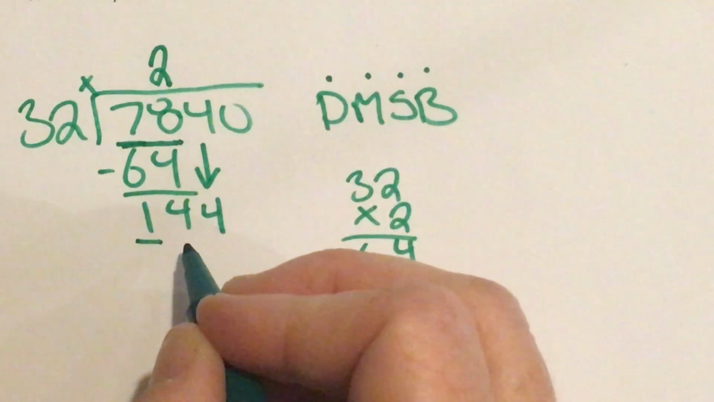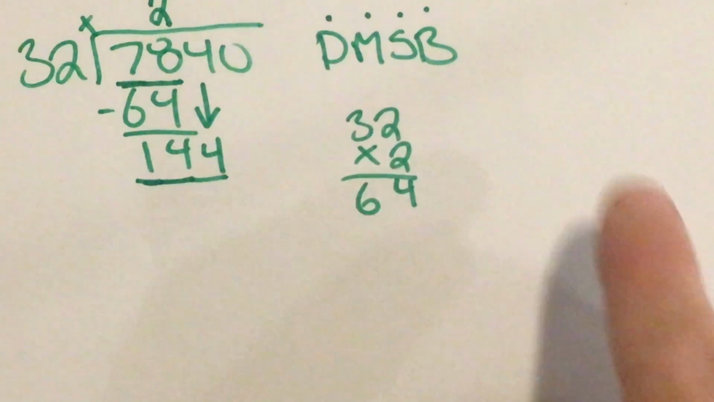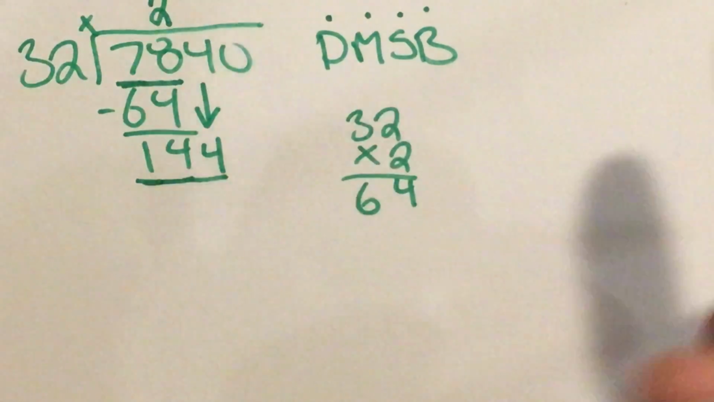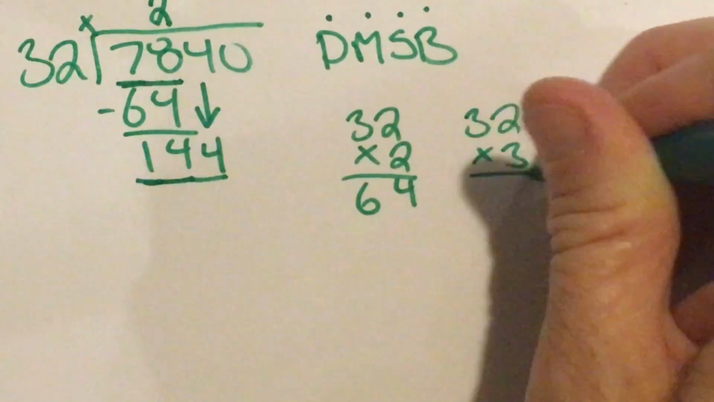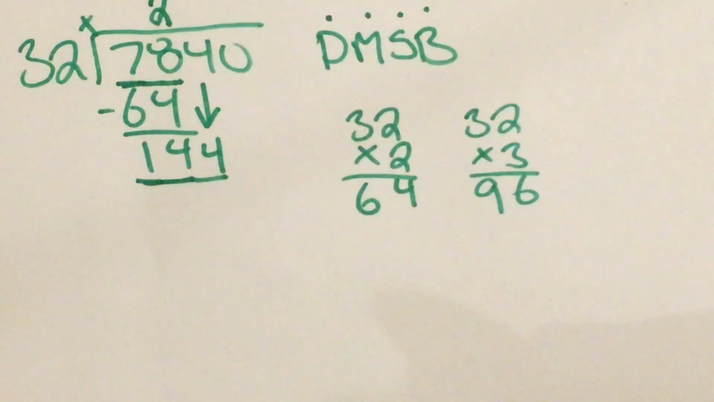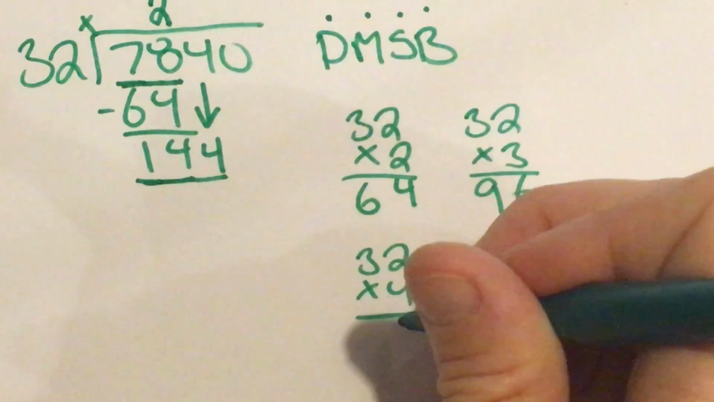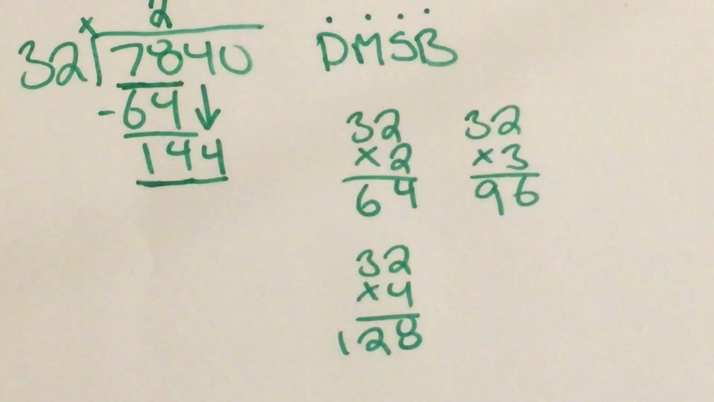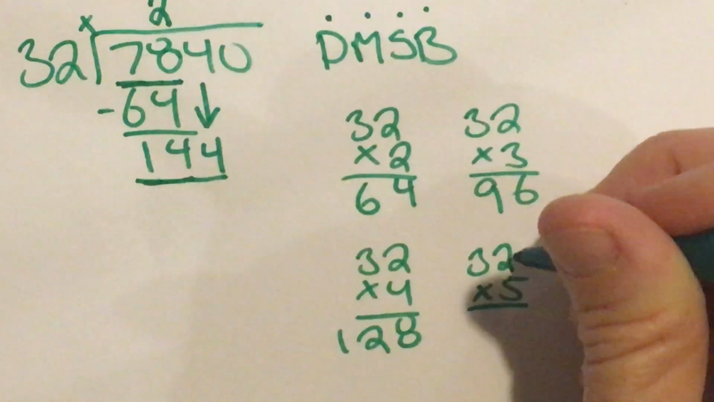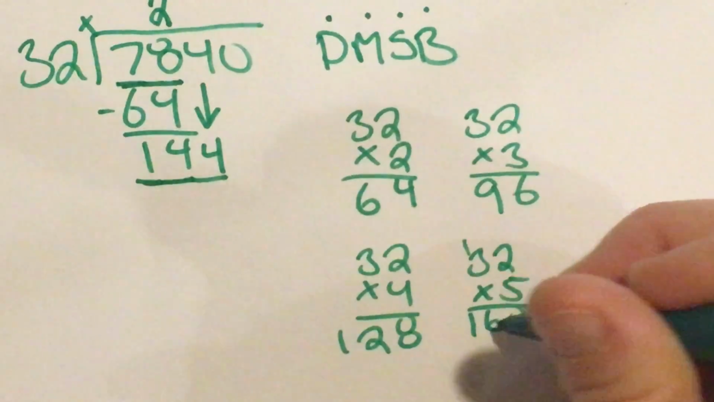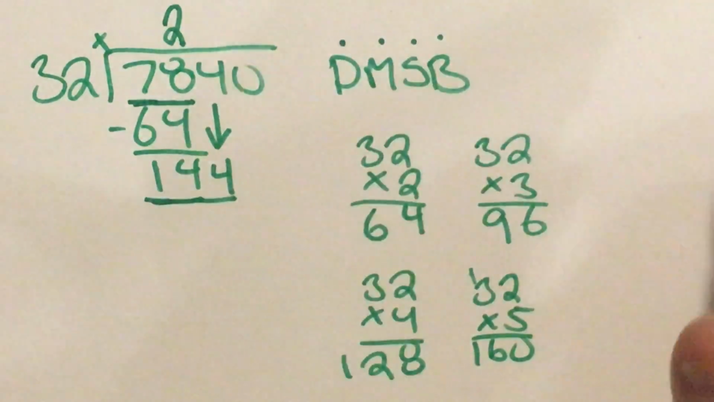Can 32 fit into 1? Nope. 14? No. 144? Yes. Well, it's going to be more than 2 times, so you could try 3 if you wanted. You could say, what's 32 times 3? I'm getting 96. We could try that. Let's see if we can get closer. I'm getting 128 for 4. Maybe try 5. 5, I'm getting 160. That's too big. So it must be 4. So let's put our 4.